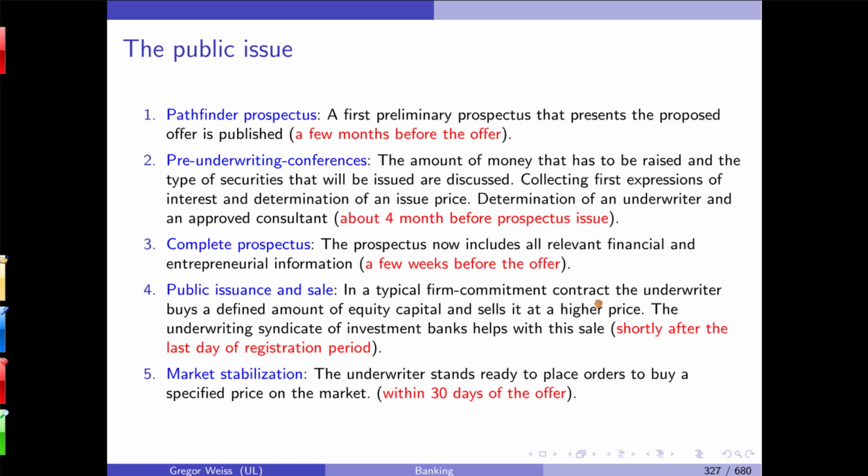Now, what investment banks can do is they can guarantee to stabilize the market, which means that if the stock price goes down, say in the first 30 days, they will buy stocks and stabilize the market. They will stabilize the stock price for a fee, of course.